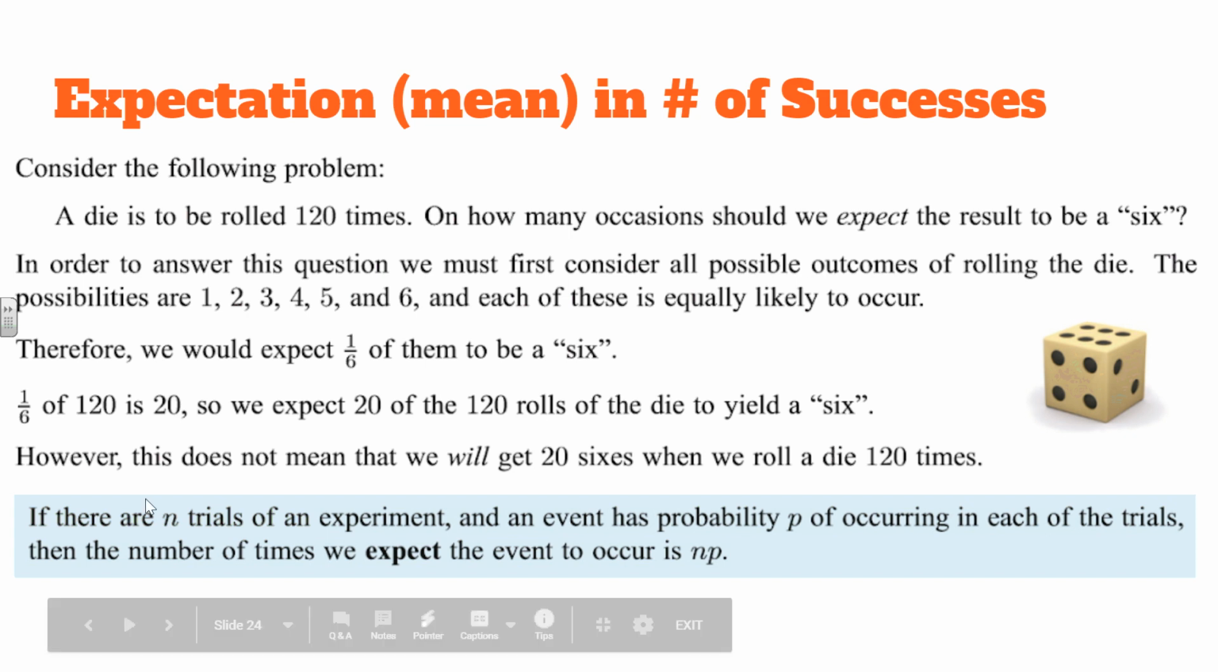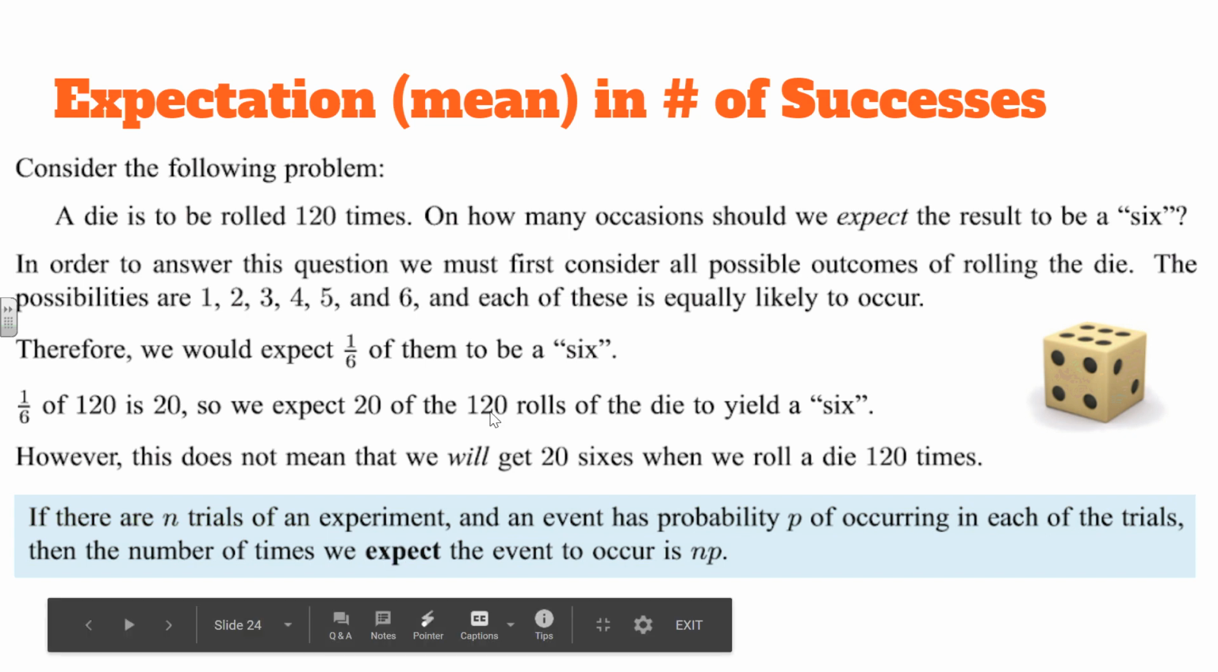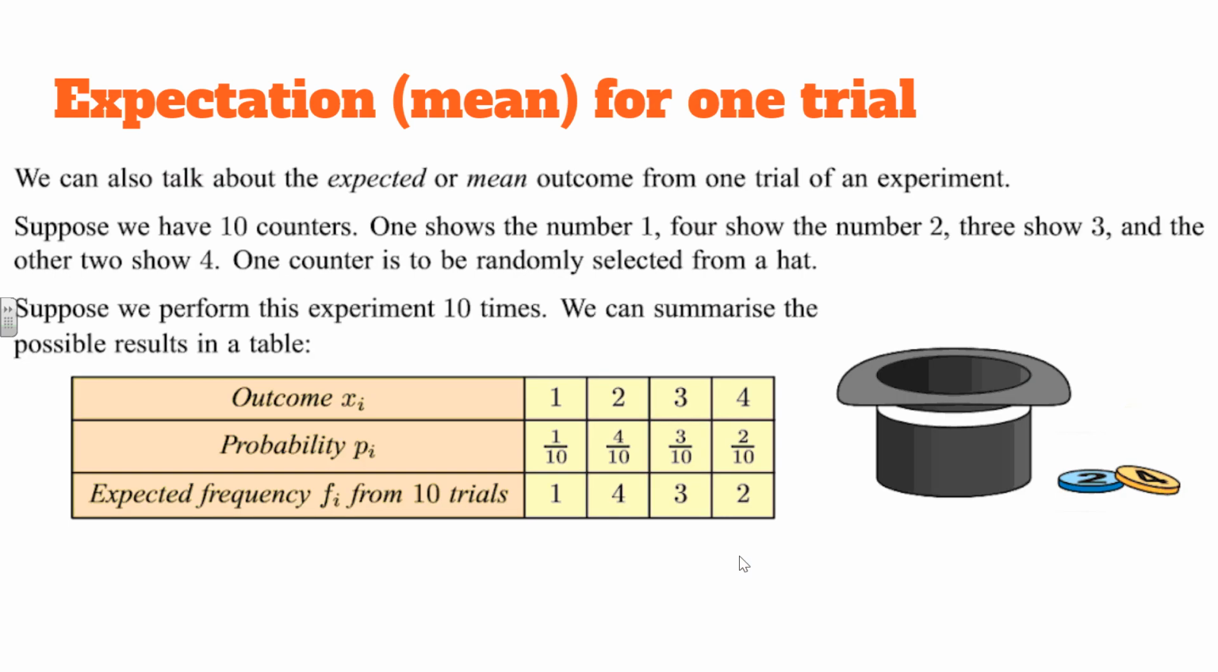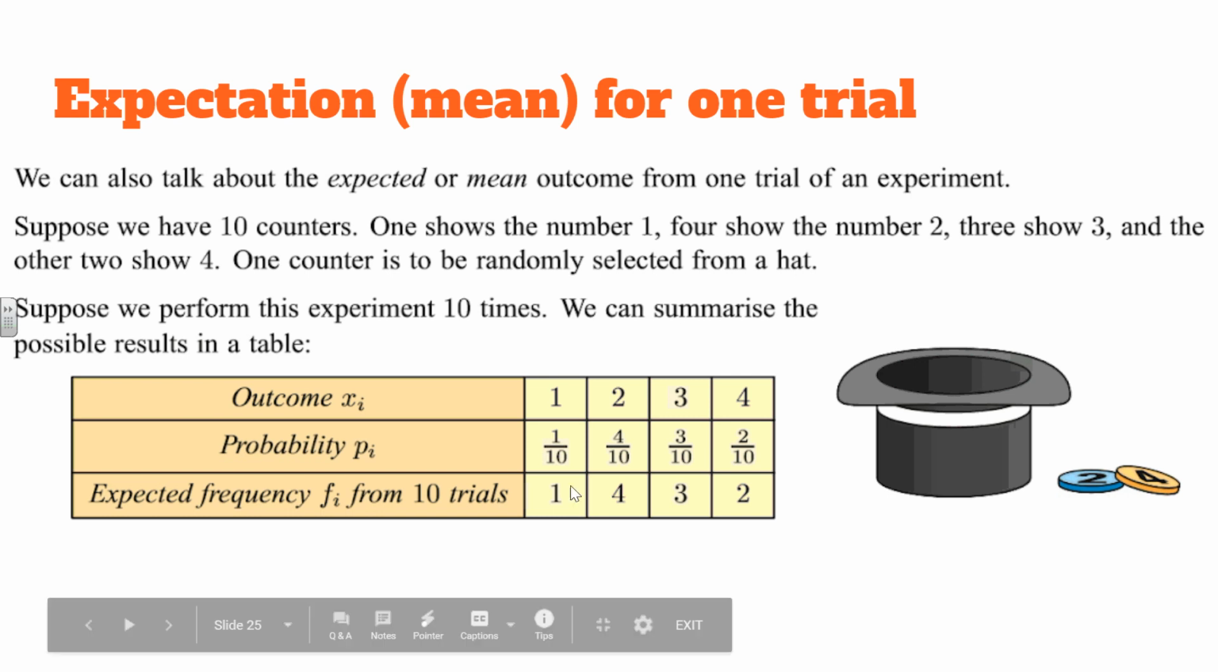So to find the expected value for a scenario like this, all we have to do is take n times p, n being the number of trials and p being the probability of success. So if we take a look at this example, it says we can also talk about the expected or mean outcome from one trial of an experiment. Suppose we have 10 counters. One shows a number 1, 4 show the number 2, 3 show 3, and the other 2 show a 4. So down here we see those outcomes and their probabilities with them there.